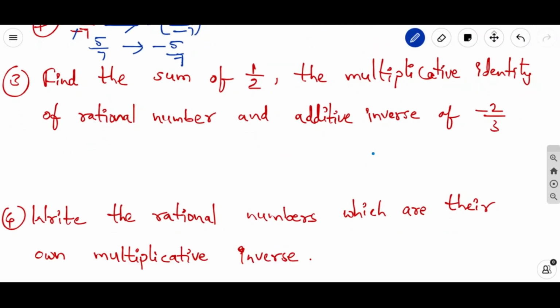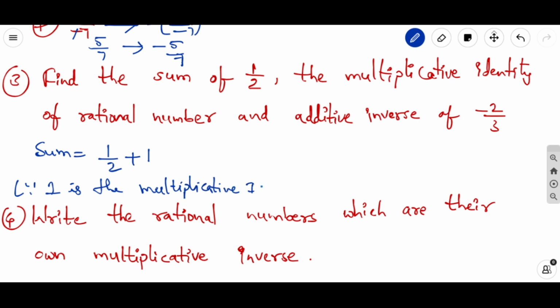Third question. Find the sum of 1 by 2 and the multiplicative identity of rational numbers, and the additive inverse of negative 2 by 3. What is the multiplicative identity? 1 is the multiplicative identity. And what is the additive inverse? The additive inverse of negative 2 by 3 is positive 2 by 3.